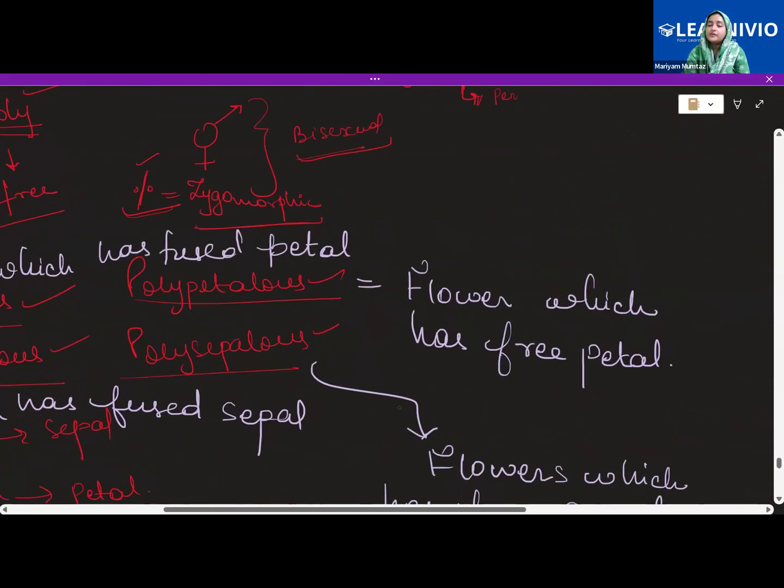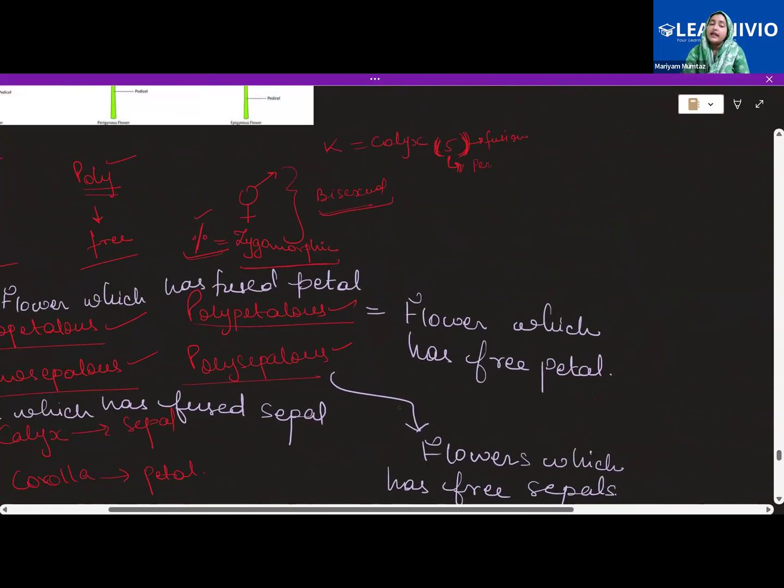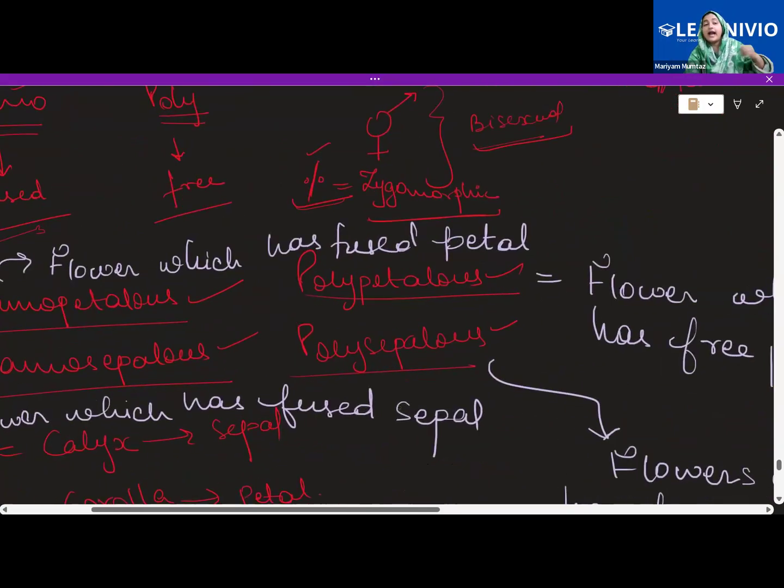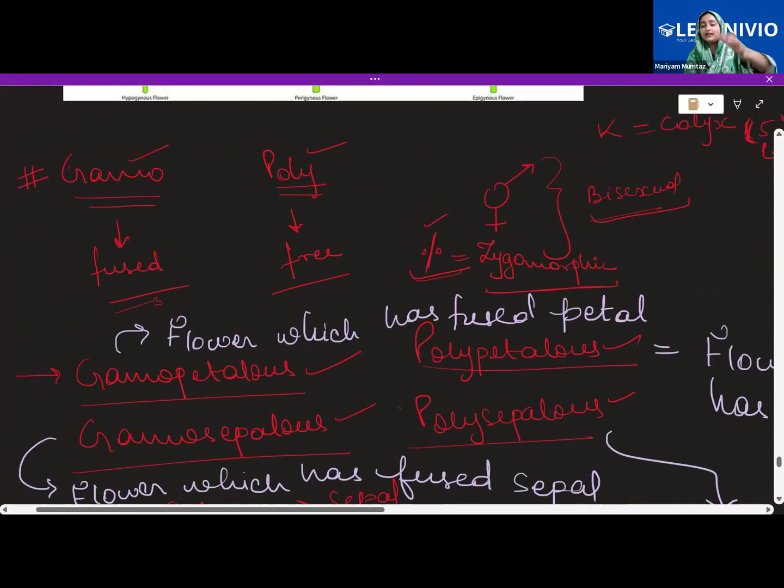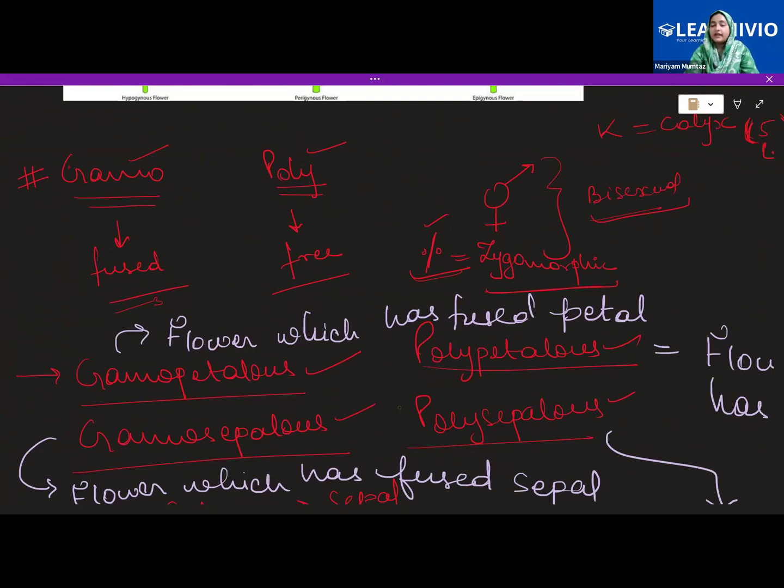Now see, there are a few terms that you people should understand. If I say gamopetalous and polypetalous, what is the difference? See, whenever the petals are fused, we call it a gamopetalous situation. Petals are fused with each other. And when the petals are separate and free, we call it polypetalous.